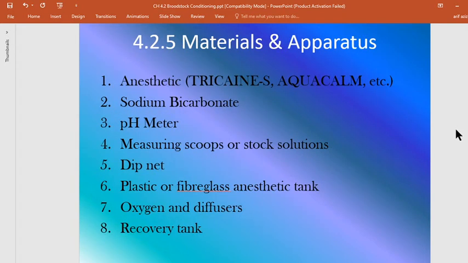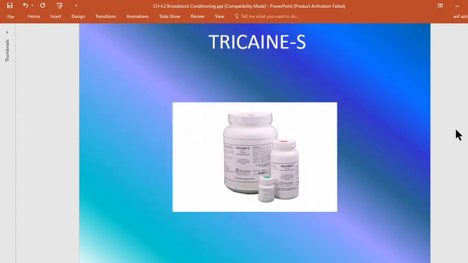Right, for materials and apparatus, if you're going to anesthetize your fish, of course you need anesthetic product, sodium bicarbonate, pH meter, measuring scoop, dip net, tank, oxygen and a recovery tank. This is an example of the tricaine. Normally it comes in powder form.